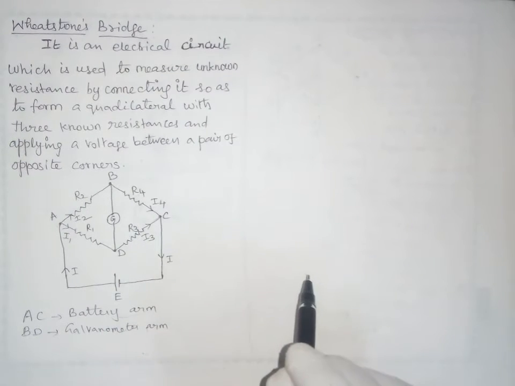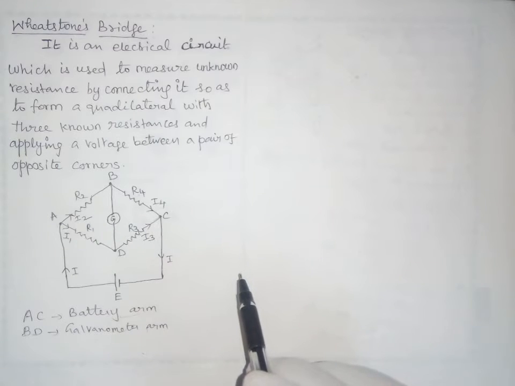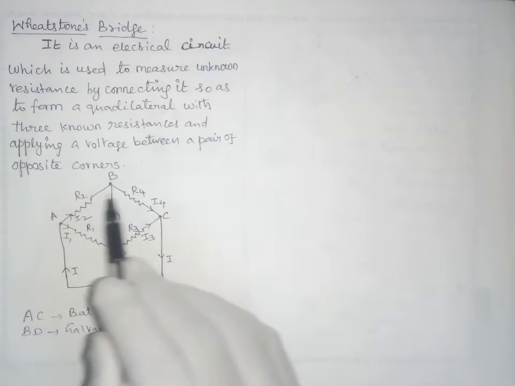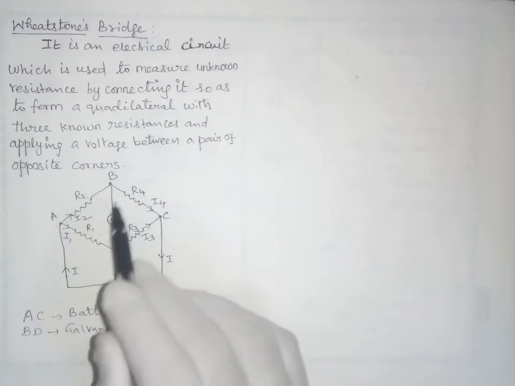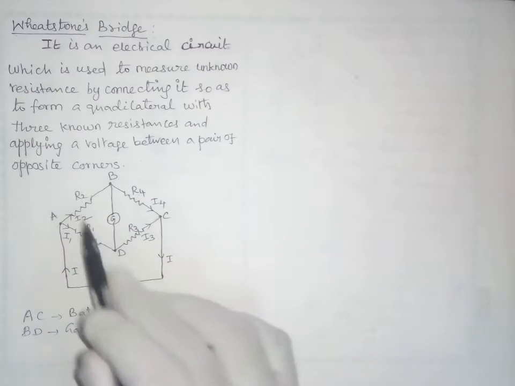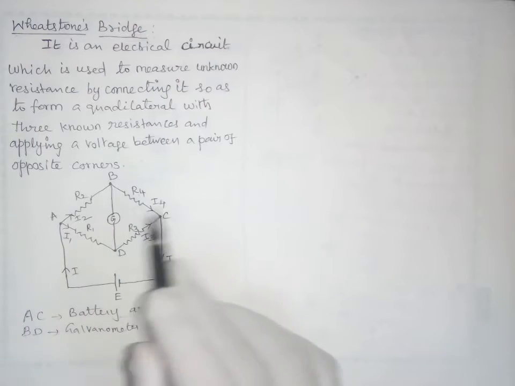Mainly it is used to find an unknown resistance by knowing the three known resistances. It is the theoretical version of the meter bridge, which gives the balance condition. By using it we can find the unknown resistance.